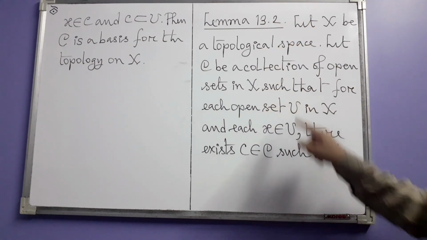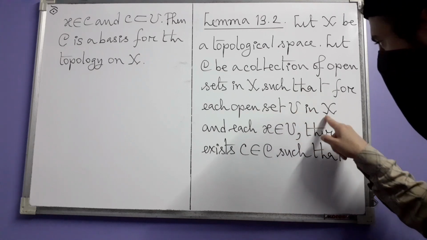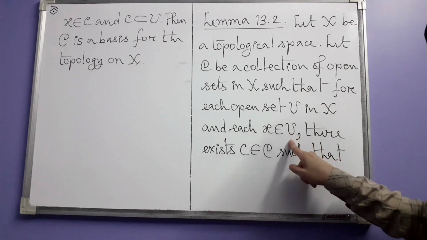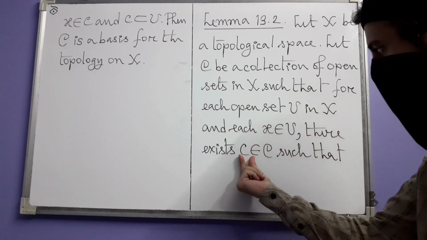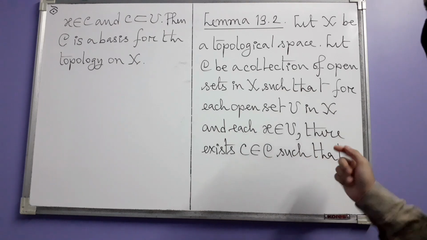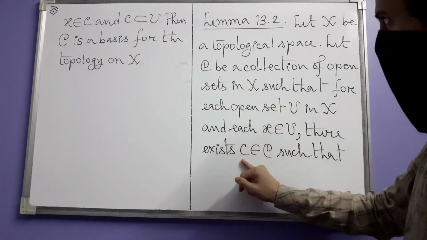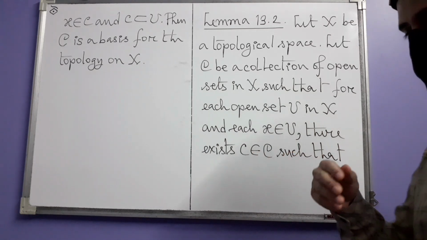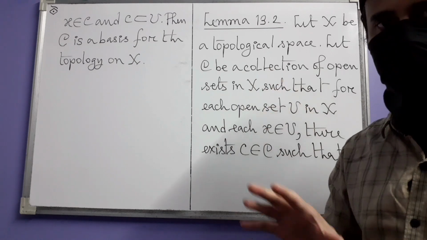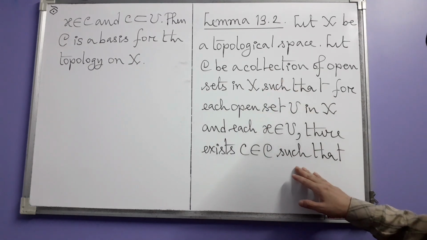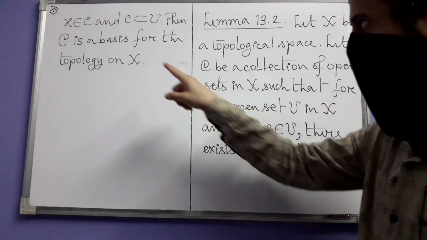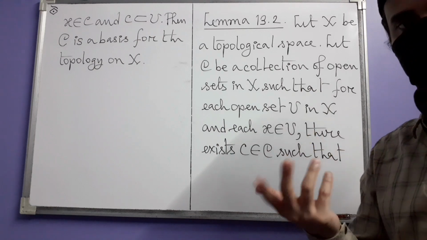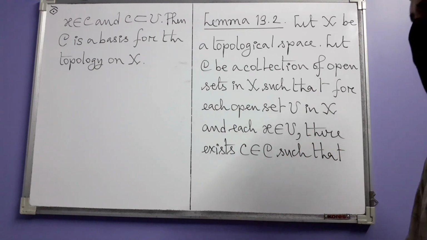With this property, such that for each open set U in X, that means for each element U in that topology, and each point X in U, there exists an element C in this collection C, such that X belongs to this C and this C is contained in U. This looks just like the definition of the topology generated by a basis. Then if this is true, then that collection C is a basis for that topology on X, which X already has. So let's now prove this.